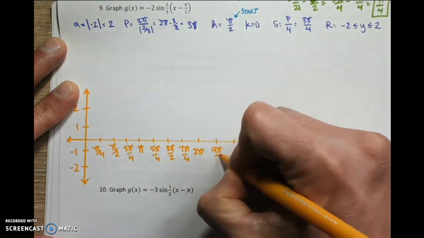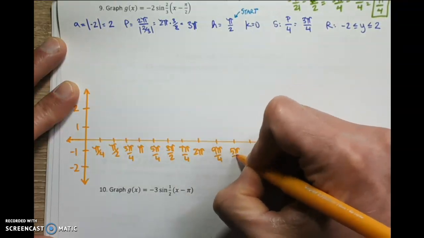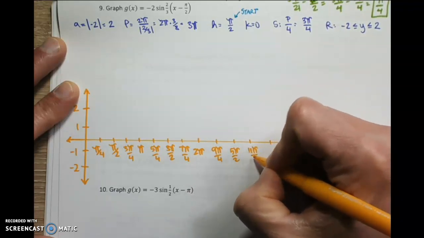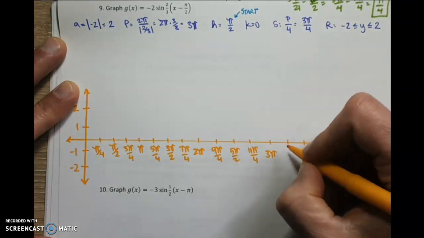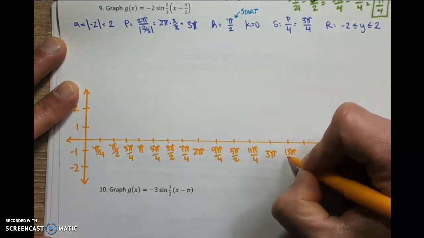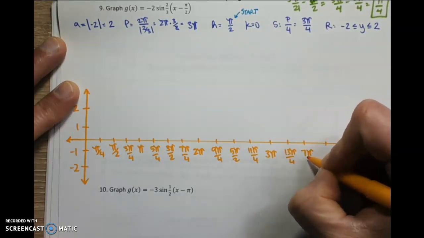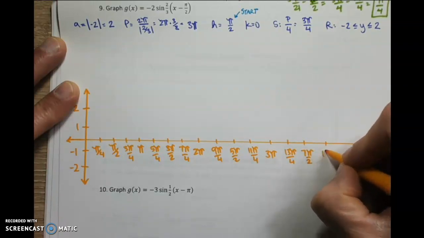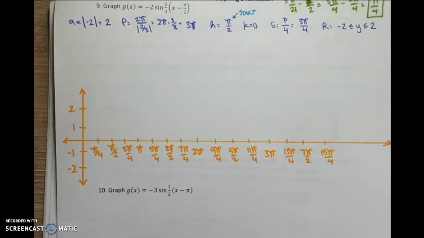9 pi over 4. 10 pi over 4 is really 5 pi over 2 if I reduce. 11 pi over 4. 12 pi over 4 is 3 pi. 13 pi over 4. 14 pi over 4 is 7 pi over 2. And then 15 pi over 4. I'm just going to stop there for now. Okay, that's quite a bit. Anyway.